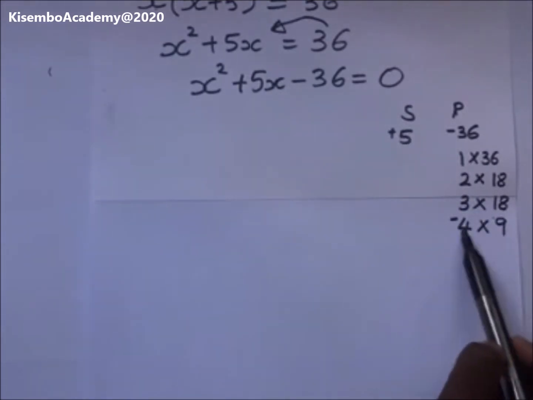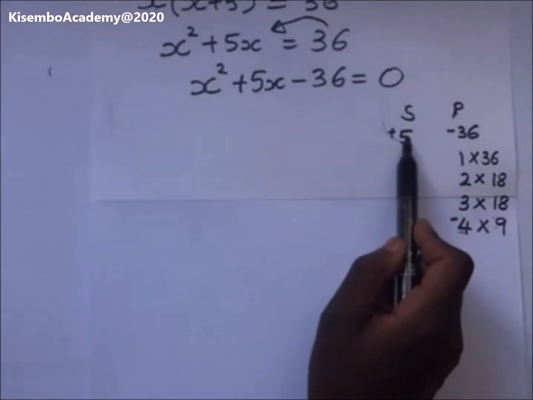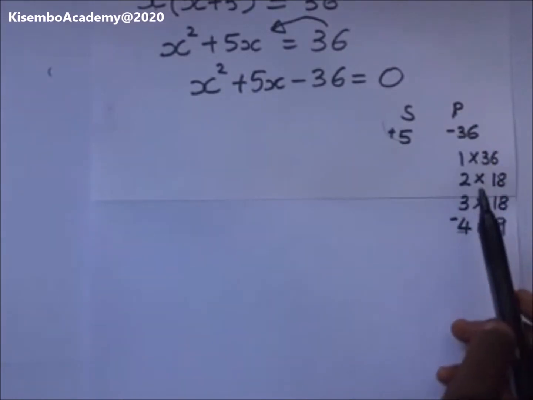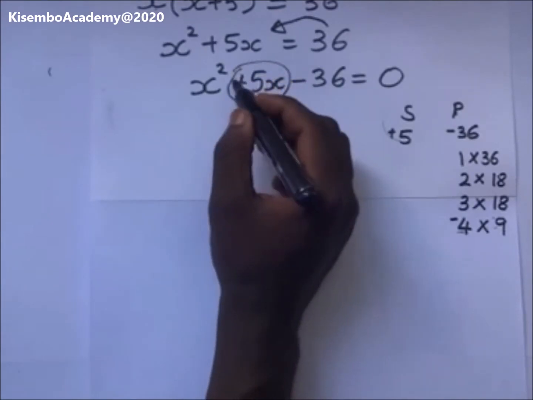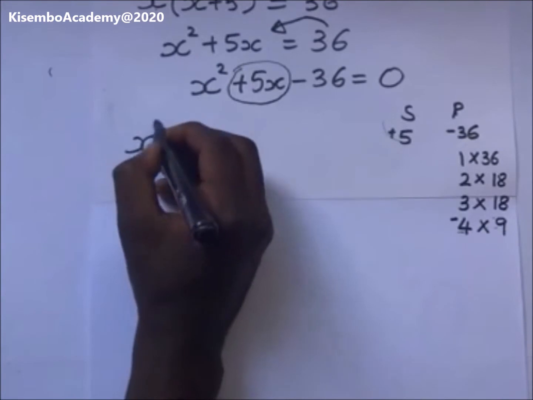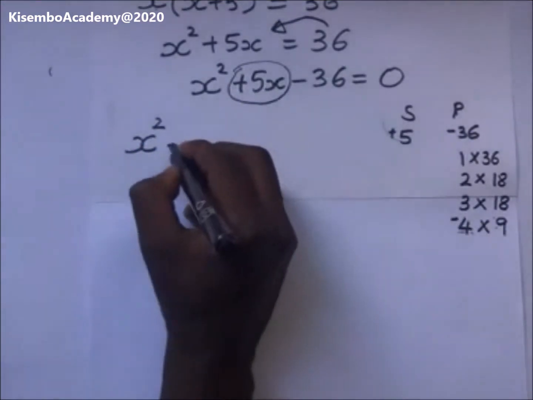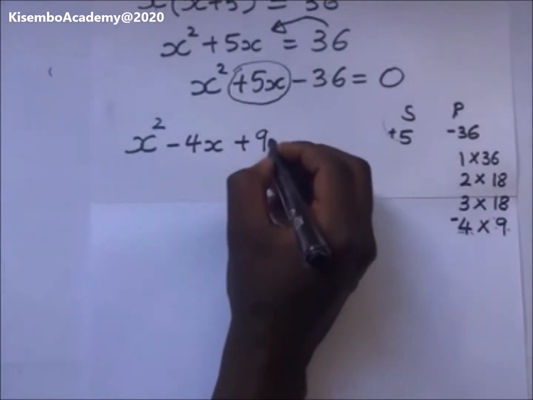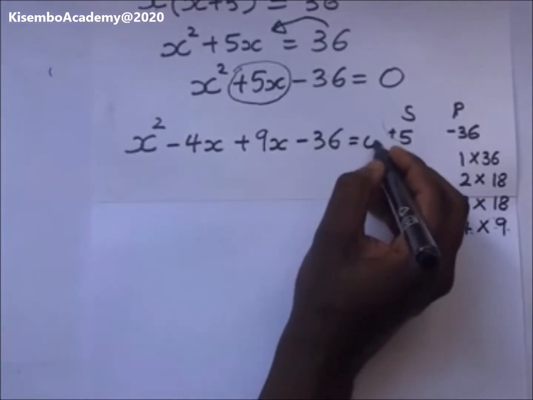So these two numbers satisfy this condition, because when we add them, they give us a sum of positive 5. When we multiply them, they give us a product of negative 36. So we shall use these two numbers to replace this middle term. So our next step is going to become x squared minus 4x plus 9x minus 36 is equal to 0.